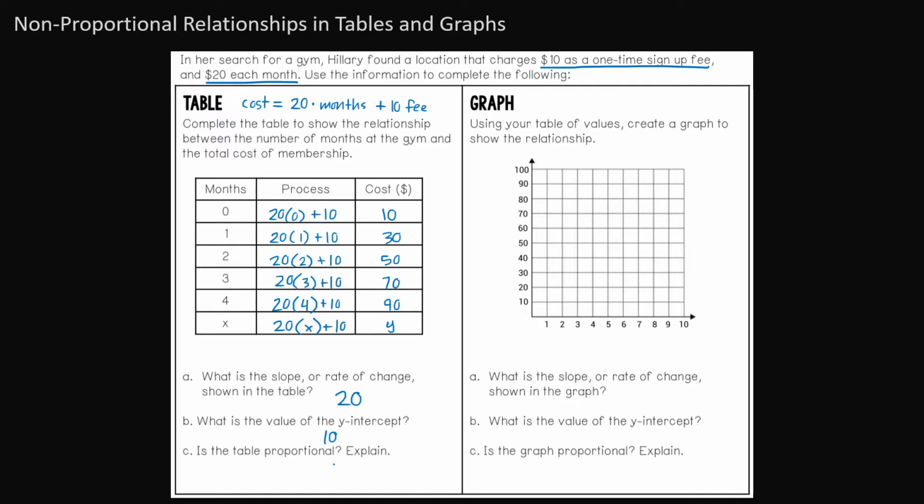Is this table proportional? Well, I don't think so, because if we look at the ratio of y over x, let's say for 1 month, this would be 30 over 1, which is 30. And then for the second month, we've got 50 over 2, which is 25. Notice how my ratios are not equivalent. I've got 30 and I've got 25. So the table is not proportional. Y over x is not constant.